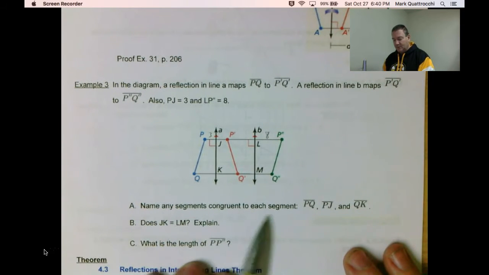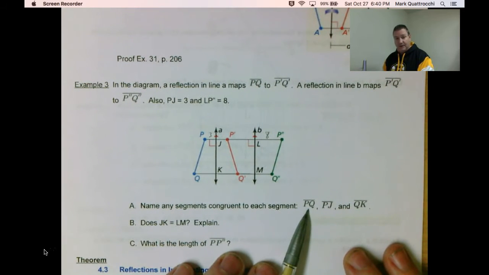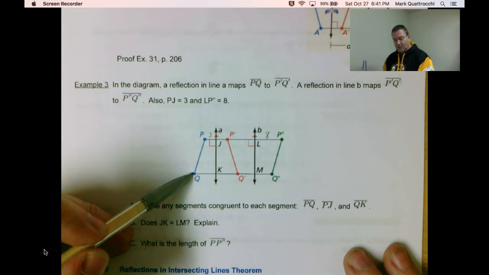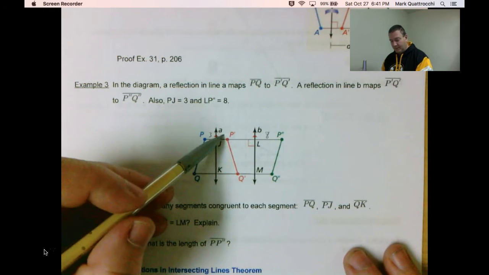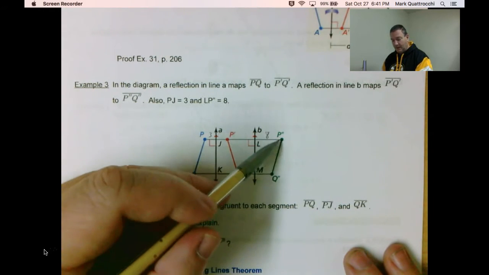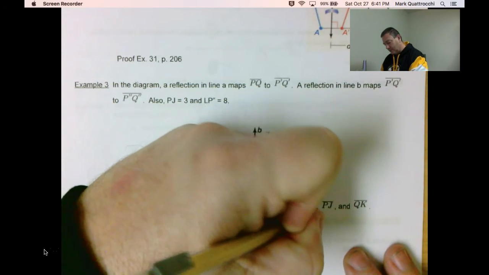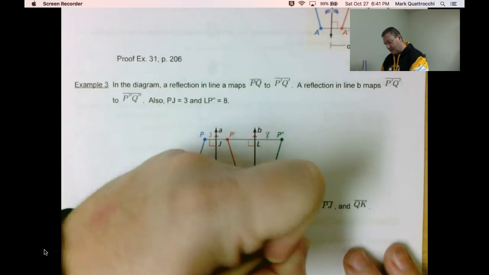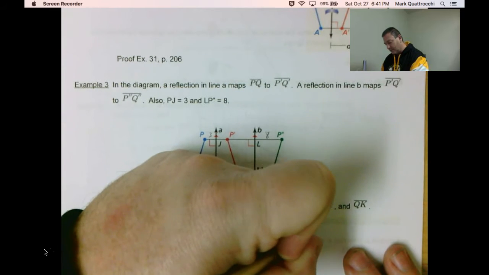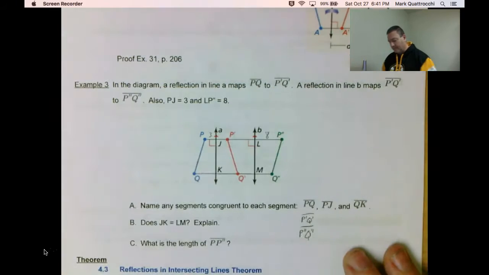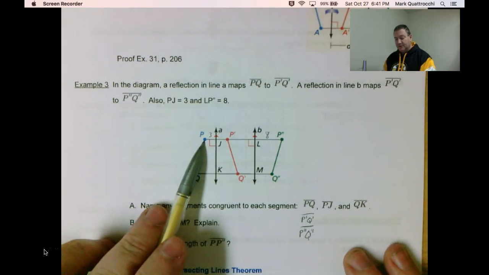Name any segments congruent to segment PQ. So PQ is congruent to P prime Q prime and P double prime Q double prime. Any segments congruent to PJ?